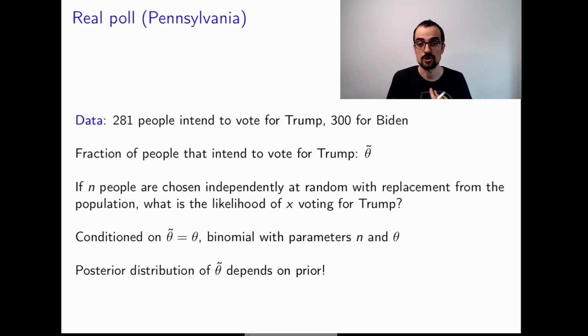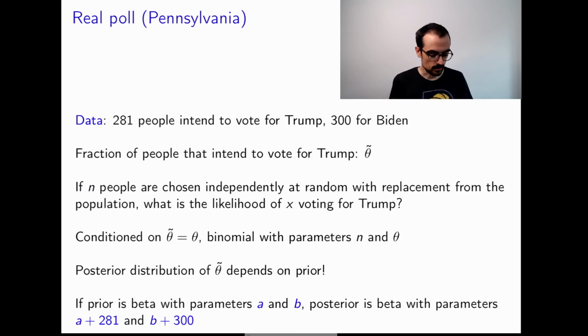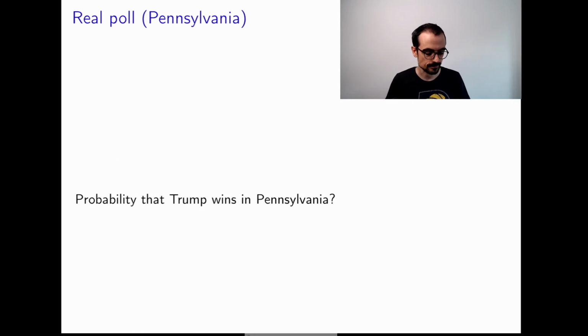Okay, the posterior distribution obviously depends on the prior. If the prior is beta with these parameters, then the posterior is going to be beta with these parameters, a plus 281, b plus 300. Okay, according to the result that we just proved. But again, let's take a look. It's always important to look at concrete examples and see what the actual effect of the stuff that we prove is on real data. So what is the probability that Trump wins in Pennsylvania?